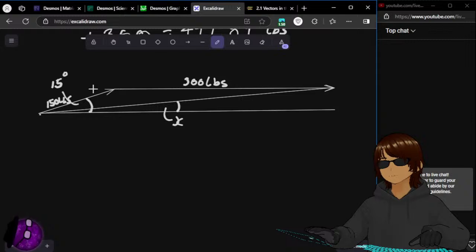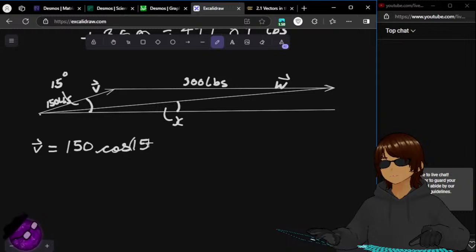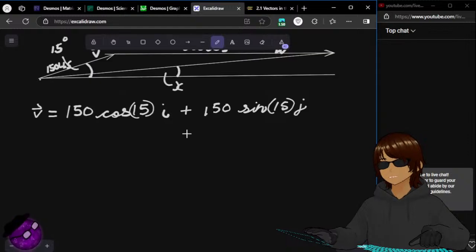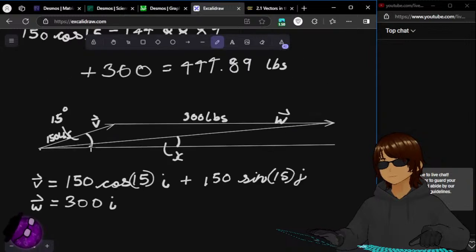Let's call this V and W. So V is actually 150 cos 15 in the i direction, and then 150 sine 15 in the y direction, the upward direction, and then W is just 300 in the i direction. And then what?